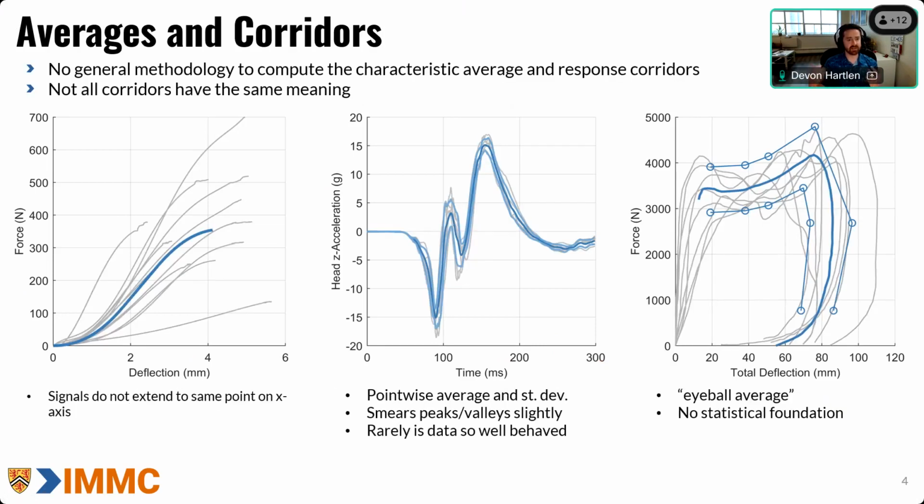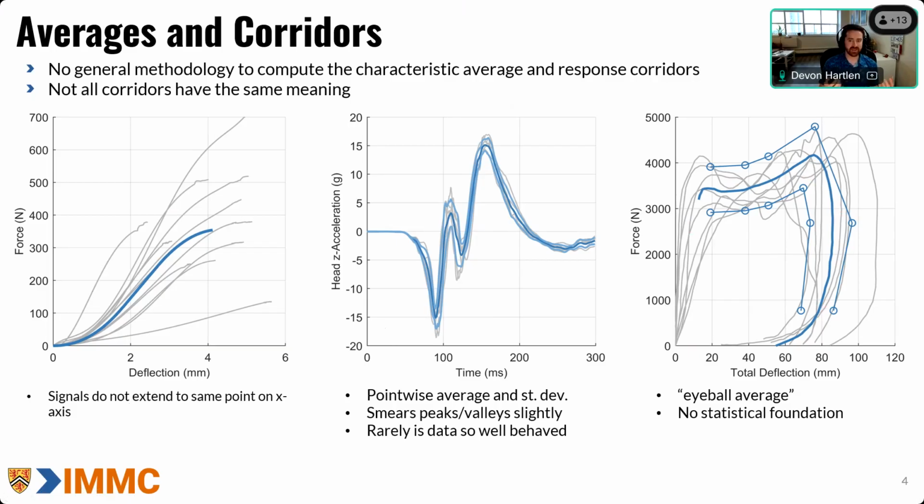The idea is that we take this experimental data and we reduce it to a single average and corridors. The problem is there isn't a general method that works across all these types of data. If the signals don't exist in all the same points in the x-axis, we have difficulty trying to actually compute an average response, let alone variability. For time series data, we might be able to do point-wise averaging, but rarely do we have data that is as well behaved as the NDBL dataset shown here. And finally, for this hysteretic dataset, there really hasn't been a lot of generally applicable methods. And historically, I put it in quotes, but eyeball average was actually found in a paper in the 1970s.